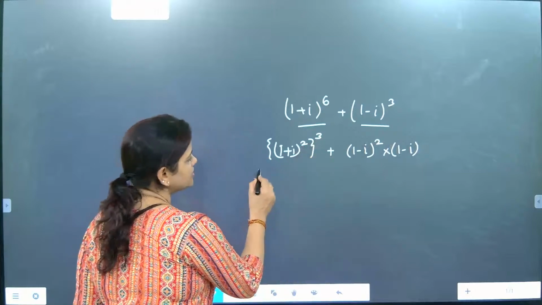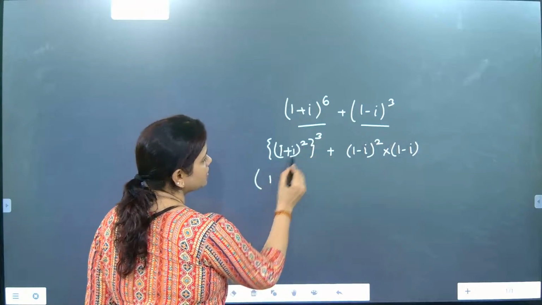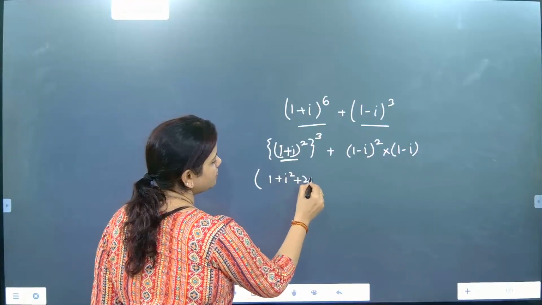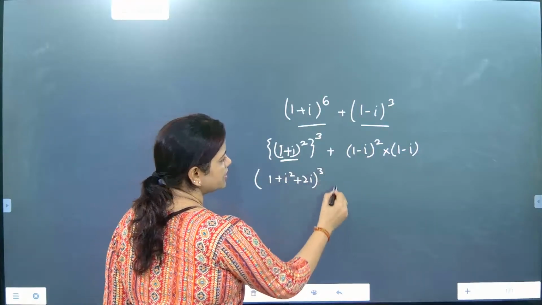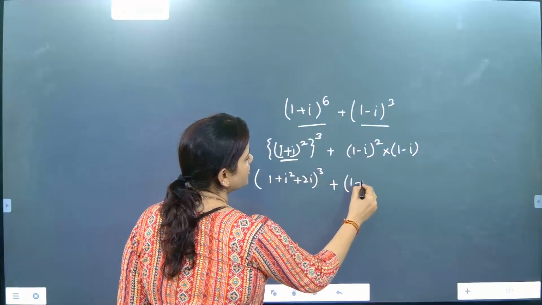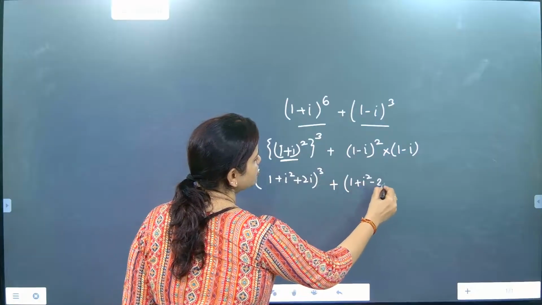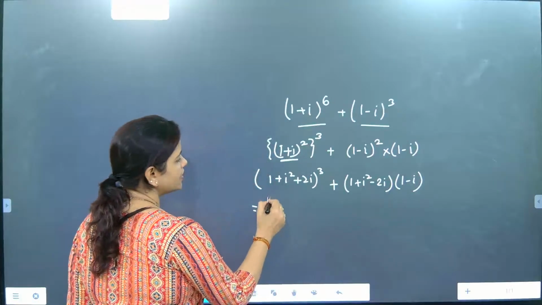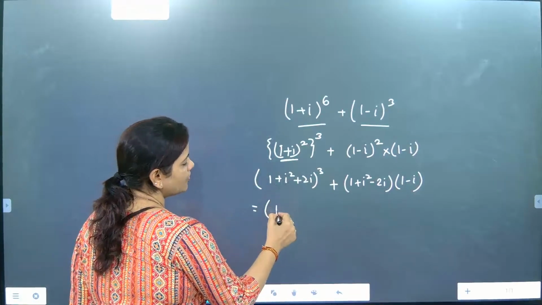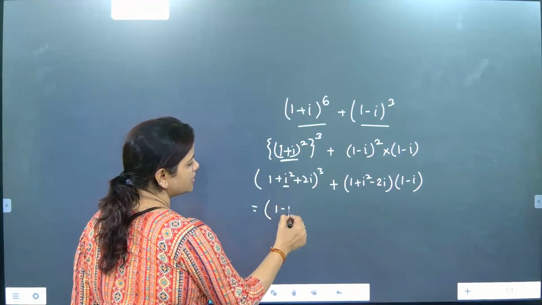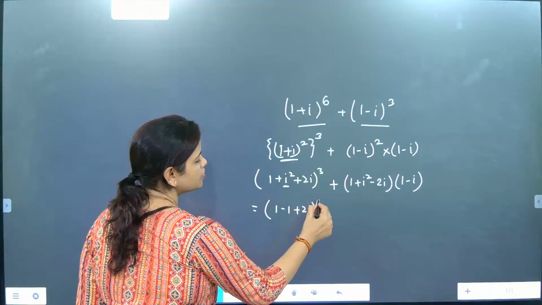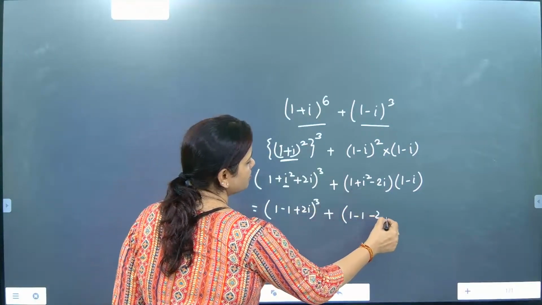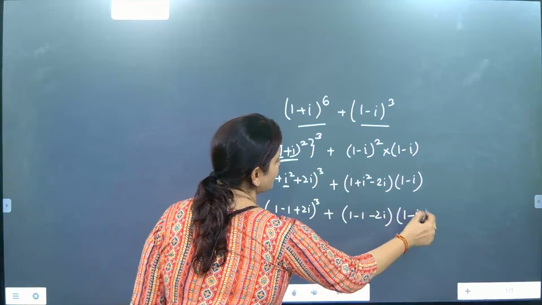Why am I doing this? Let's check. Using the (a plus b) whole square formula: (1 plus i) squared is 1 plus i square plus 2i, and here it will become (1 plus i square minus 2i) into (1 minus i). So this part becomes: i square is minus 1, plus 2i, cubed, plus here again i square is minus 1 minus 2i, and (1 minus i) will be there.